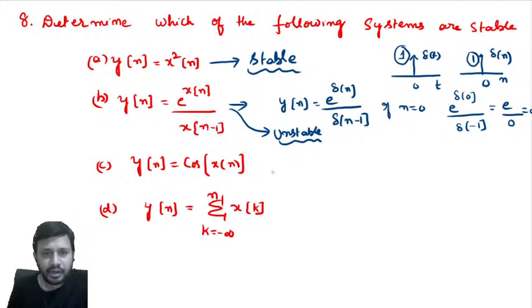Unstable. Next, cos of x of n, bounded signal. Cos x, if x of n is bounded, the cos value always lies between minus 1 to plus 1. So bounded input will produce bounded output. So this is stable.